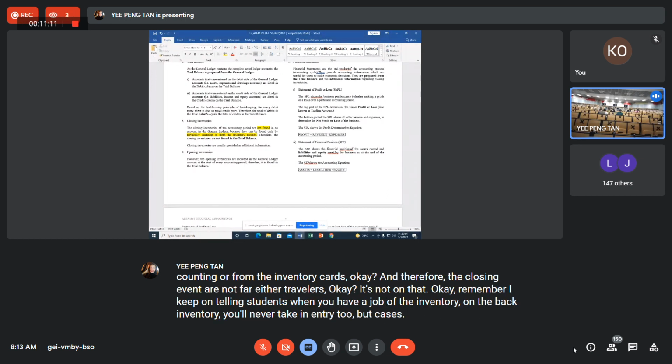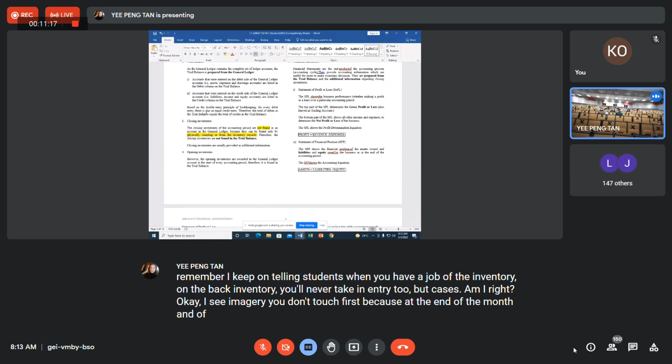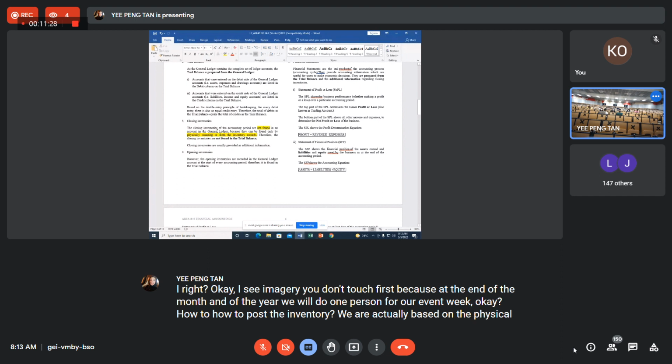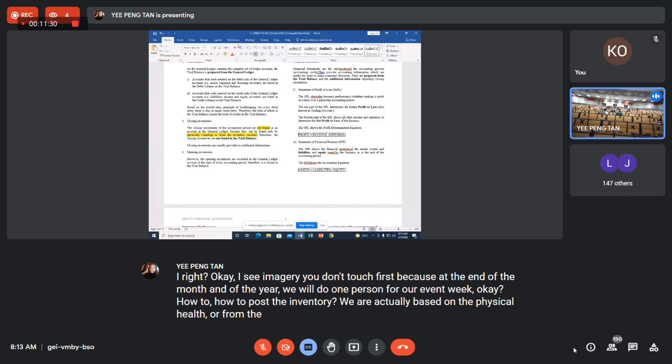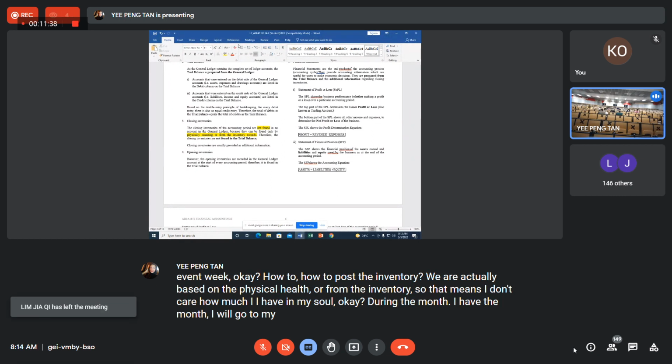Am I right? I said inventory you don't touch first, because at the end of the month or the end of the year, we will do one posting for our inventory. How do we count and post the inventory? We base it on the physical count or the inventory card. So that means I don't care how much stock I have during the month, but at the end of the month, I will go to my warehouse and count how much stock I have.